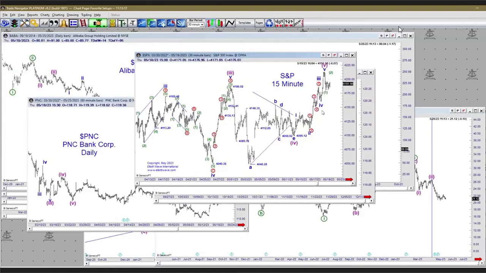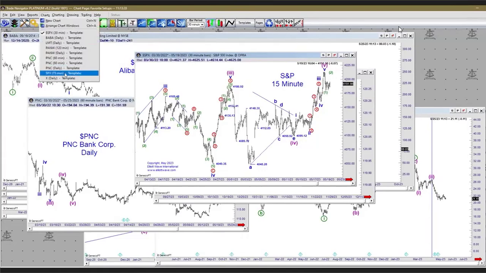Now, I will say that in real time, I thought this move would go a little further. So I was counting it, I believe, as a 1, 2, 1, 2, and then 3. Let me get a, well, there it is.